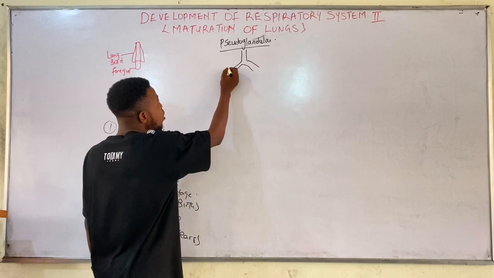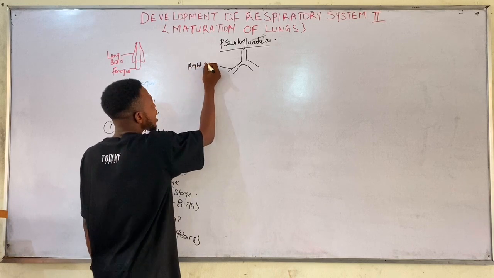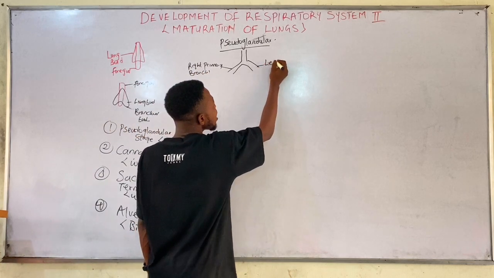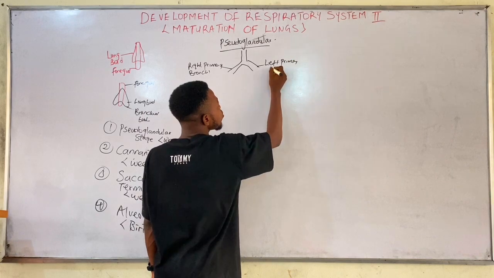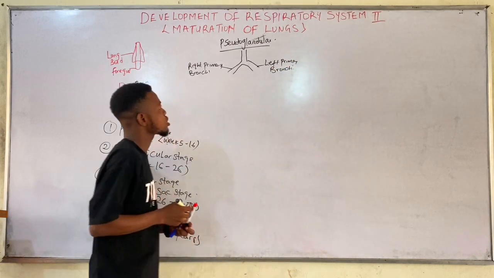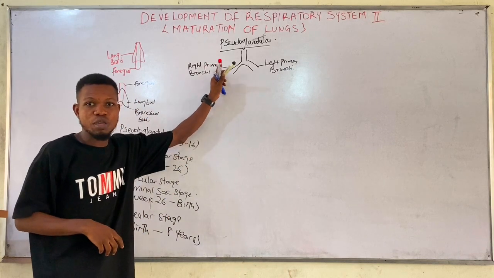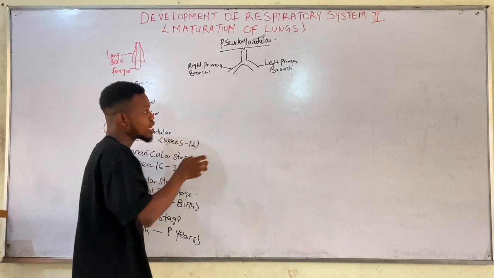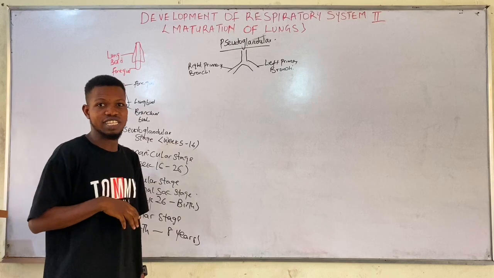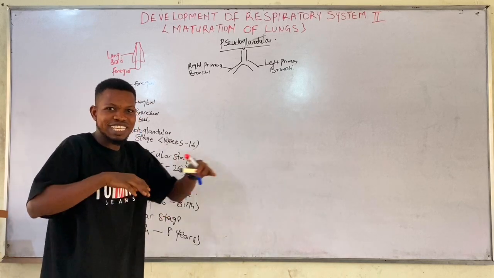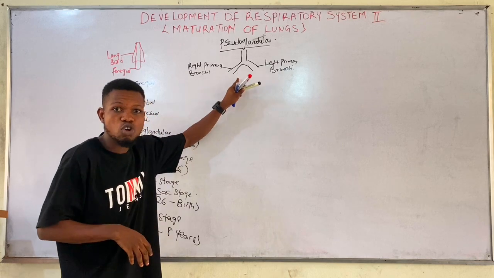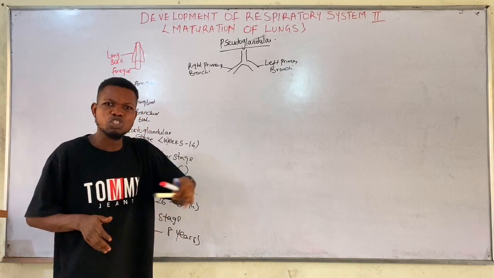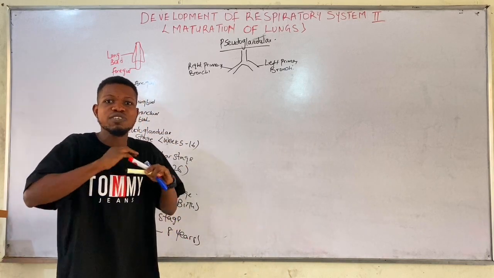So this bifurcation is what we call the right primary bronchus, while this one is the left primary bronchus. Do you call it primary, or principal bronchi, or main bronchi? So we have the right and left primary bronchi at the pseudoglandular stage. Then during the process, those structures also bud off again to give rise to other structures. In development of lungs, structures are budding off from other structures. That is what development of lungs is all about.